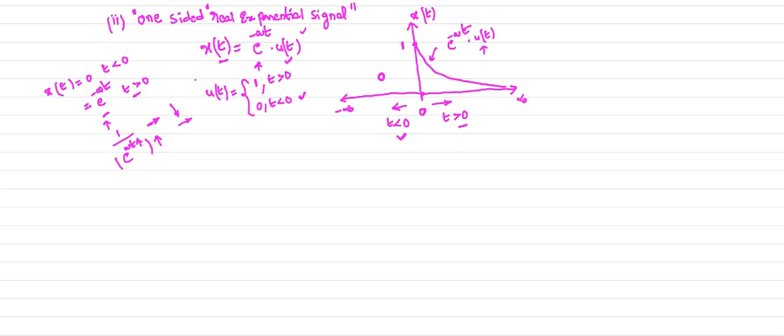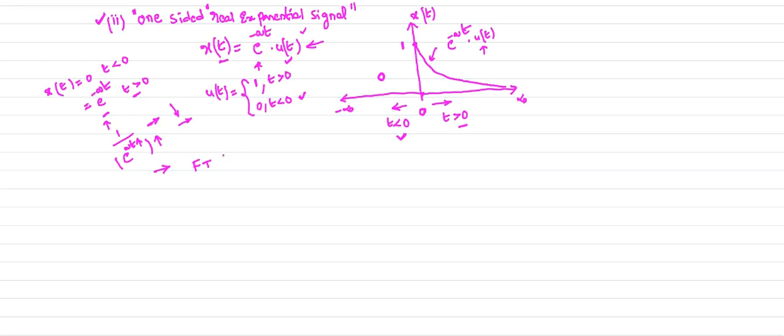And I want to find out the Fourier transform of the one-sided real exponential signal. In the examination, no signal is given to you. They ask like this: find out the Fourier transform of the one-sided real exponential signal. They are not giving the signal directly, they are asking indirectly. Like that, the question is given in the examination.